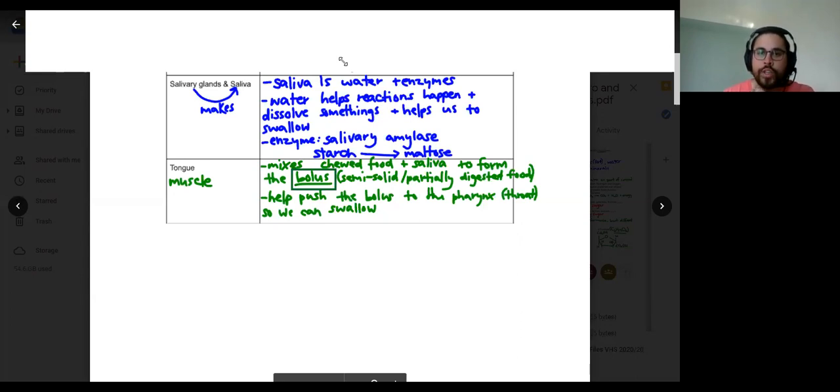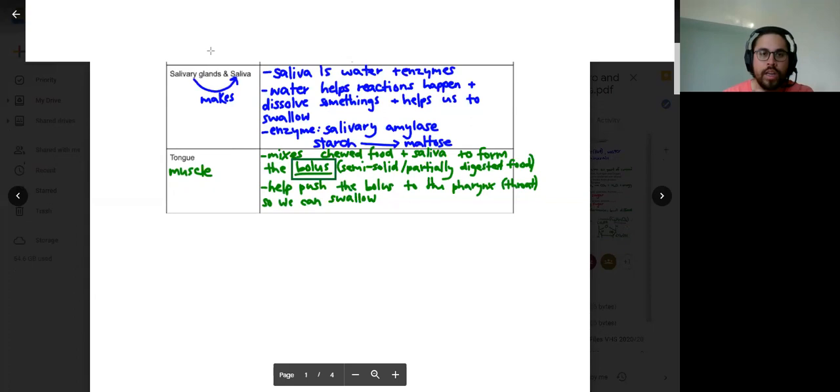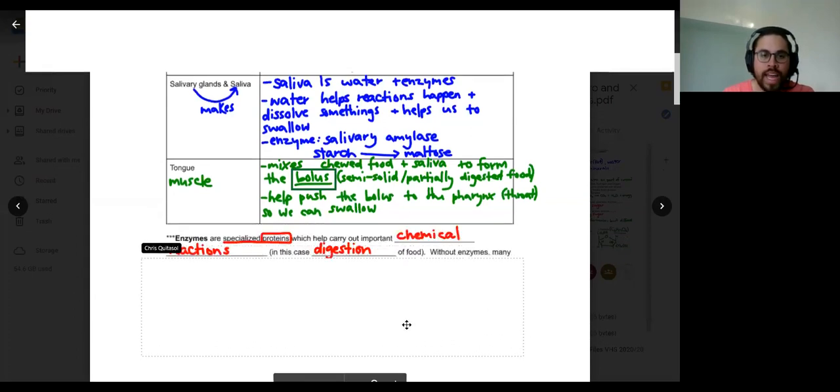So I mentioned it earlier. We'll spend a bit of time talking about it now. We're going to look at what enzymes are, because enzymes are crucial components in the digestive game, so to speak, because without enzymes, let me actually just zoom in a little bit.